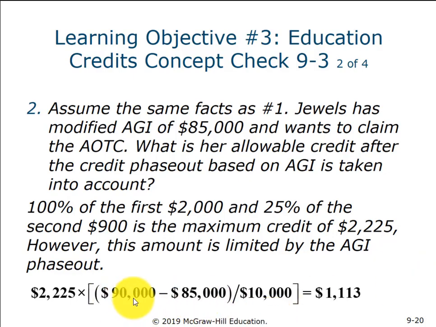Subject to the phase out, according to this formula that we showed you earlier. So they would only be able to take the credit of this amount. And remember, this would be partially refundable and partially non-refundable.